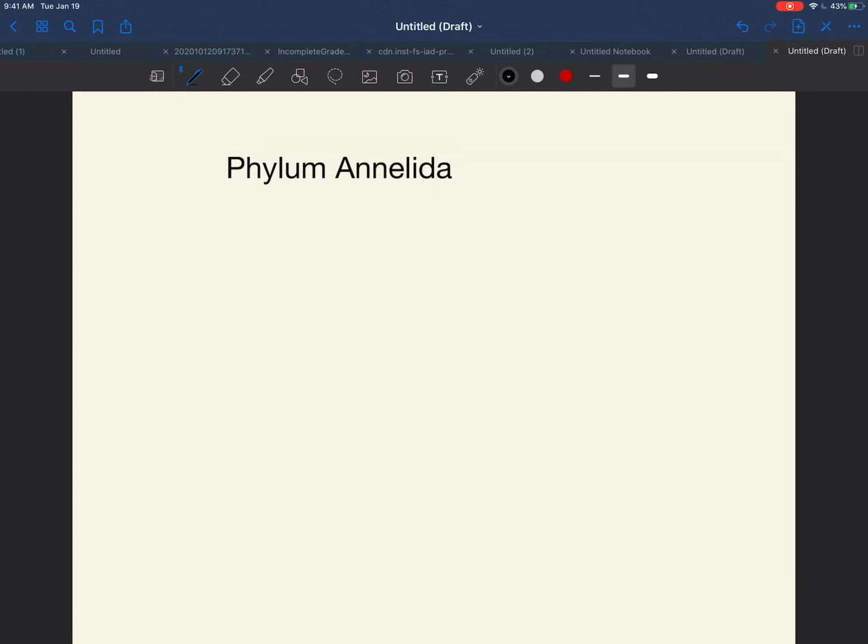About the flatworms, this is the phylum Annelida. These are the segmented worms. So these are truly segmented. So what this means is that they are segmented internally and externally.